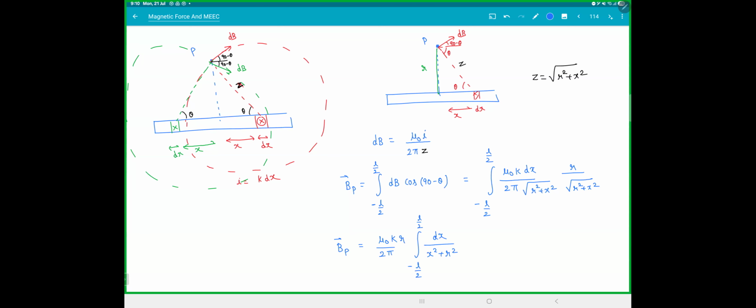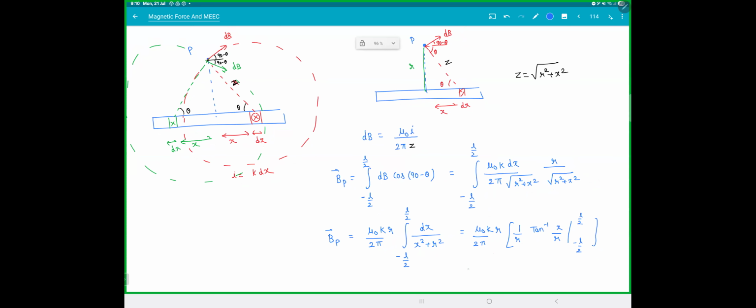That's a tan inverse integration. You can do integration by substitution if you want. Put x is equal to r tan theta and you can solve from there. This thing turns out to be mu naught k by 2 pi, r times 1 by r tan inverse x by r, limits minus L by 2 to L by 2. R goes off, the 2 also goes off. You will get mu naught k by pi tan inverse L by 2r.